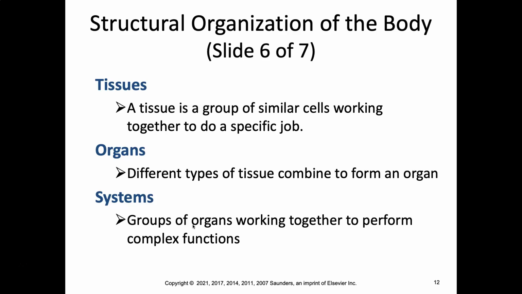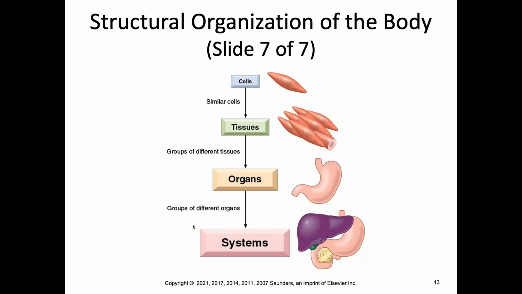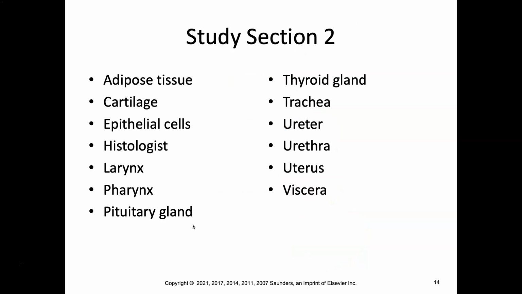A tissue is a group of similar cells that work together to do a specific job. Organs are different types of tissues that combine to form an organ, and body systems are groups of organs that work together to perform complex functions. And this is the visual I was referring to earlier that shows you the building. So you've got individual cells, then you have tissues and organs and systems.